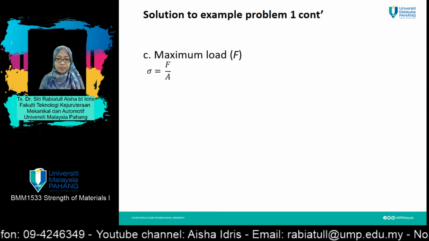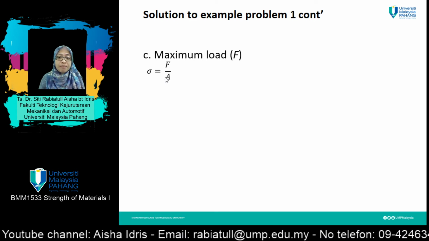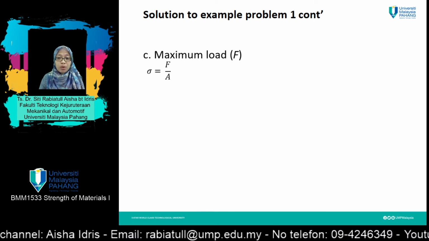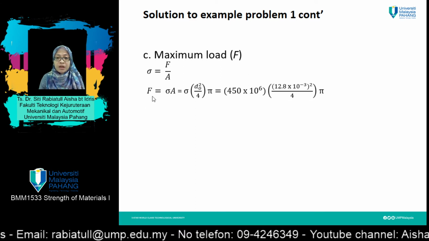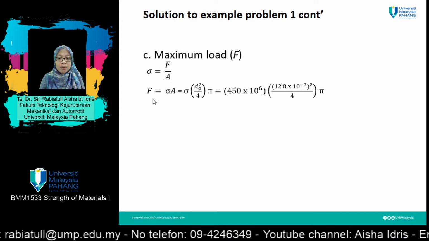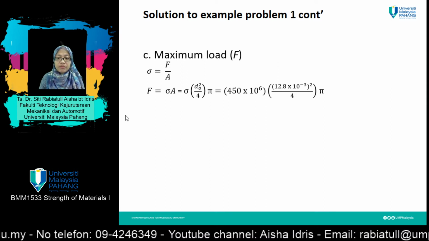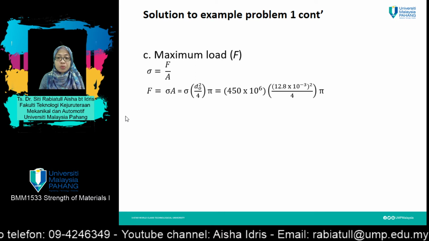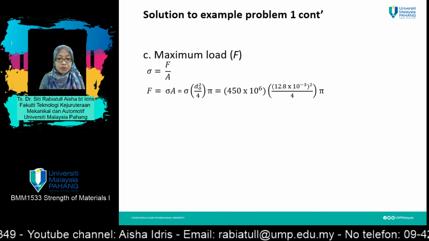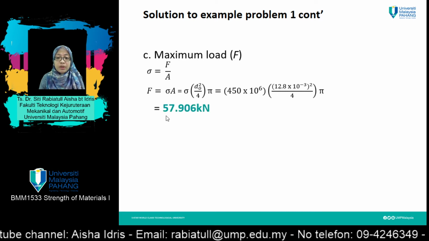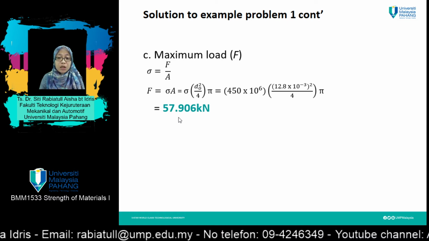The question asks you to find the maximum load. We know the formula for stress, sigma equals P over A or F over A. Rearrange the formula, then you'll get F equals sigma A. In the question, the diameter is given to you. So from there, you just substitute all the data into the formula, and you'll get the value of F equals 57.906 kilonewton.